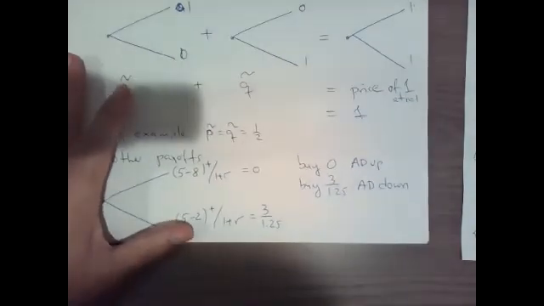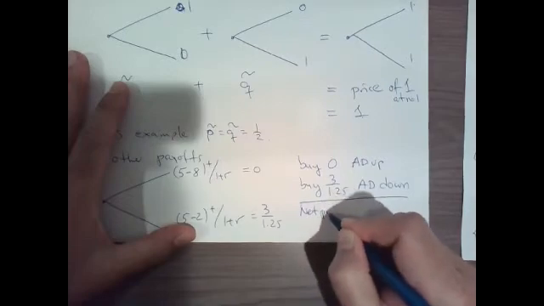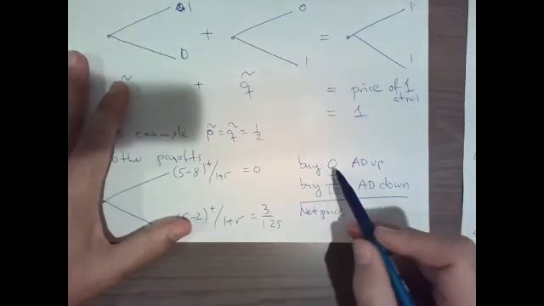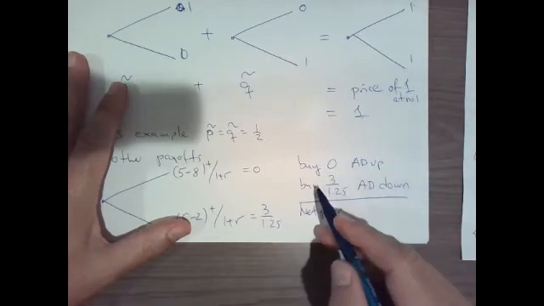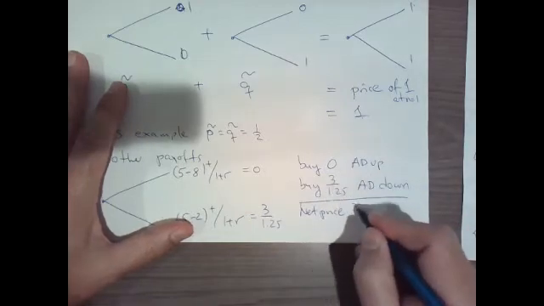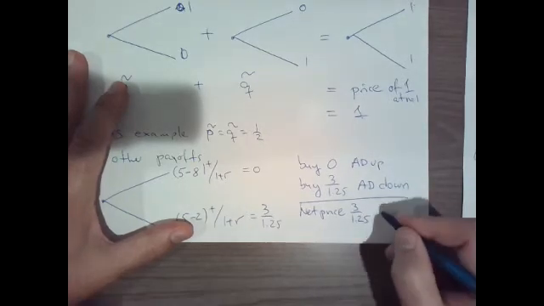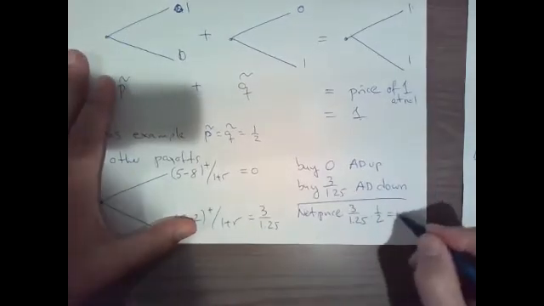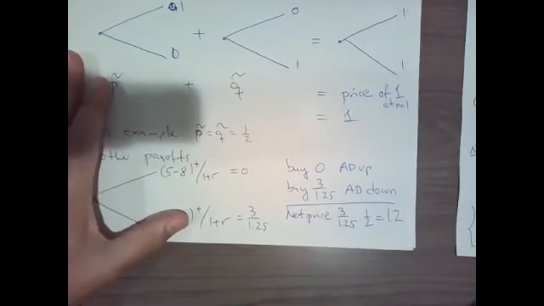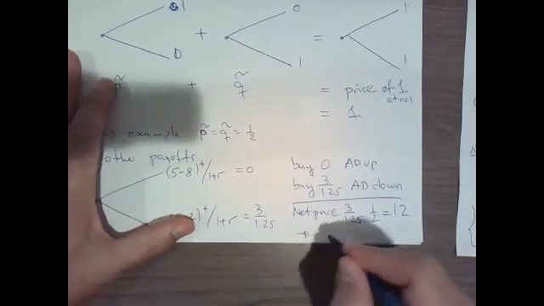So the net price would be 0 times whatever the up price was, plus 3 over 1.25 times the down one, which was a half, if you believe that I can compute this. This was equal to 1.2. And this is what we had last time.